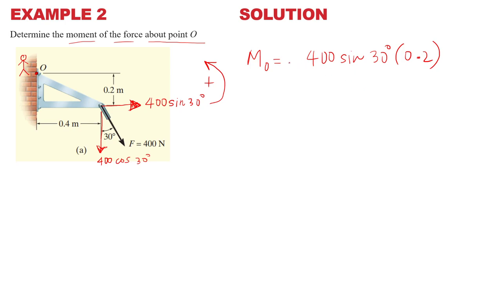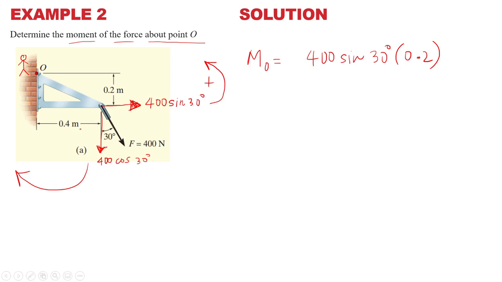0.2. It's a positive. No need to put a sign. Positive. Okay, continue. This is going down. So, 400 cos 30, 400 cos 30 turun bawah. Dia rotate macam mana? This one rotates like that. This one rotates like this.